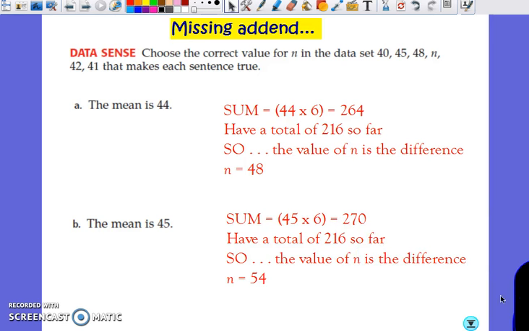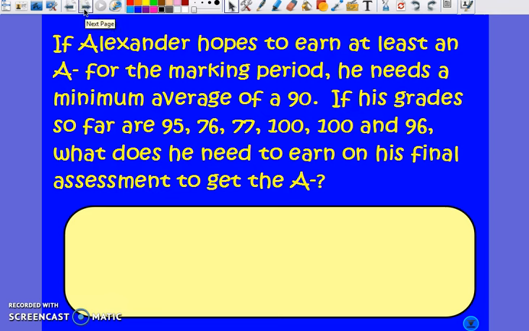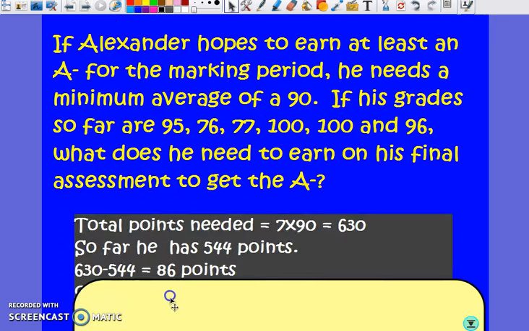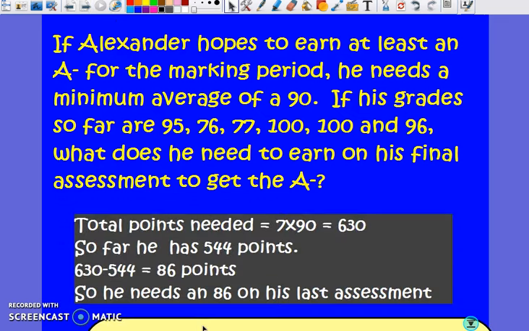Unfortunately, I'm running out of time, and the sub is waiting outside the door. So we're going to go over this tomorrow. And then you guys could try this problem as well, talk about it, see if you could figure it out. Here are your answers.